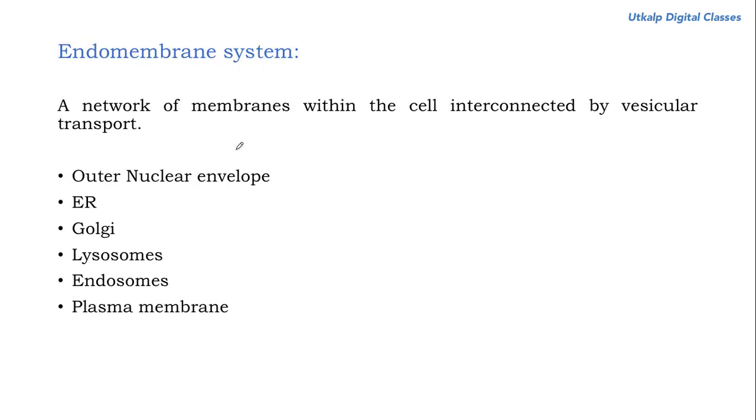What is the endomembrane system? The endomembrane system is a network of membranes within the cell interconnected by vesicular transport. All these organelles, such as the outer nuclear envelope, ER, Golgi, lysosomes, endosomes, and plasma membrane, constitute the endomembrane system. Suppose the ER wants to send a cargo to Golgi, or Golgi wants to send a cargo to lysosome. How is this accomplished in the cell? This is done through vesicles.